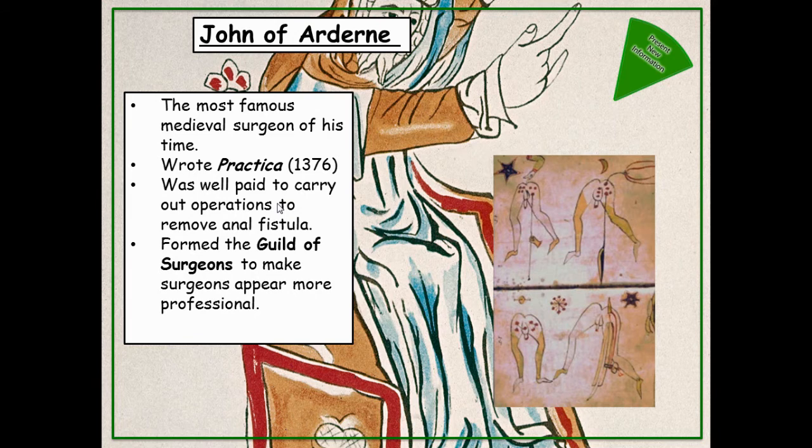He was particularly famous for an operation that he designed to remove anal fistula, which are these nasty boils that knights would get on their bottoms from riding around on horses all day. He also, very significantly, formed the Guild of Surgeons. So that was a group of surgeons who worked together to improve their practices and make sure that they were respected as a profession. Because previously to John of Ardern, as you probably remember from class, most surgeons were barbers who had the equipment from their practice as barbers, but weren't really skilled in the same way as John of Ardern.